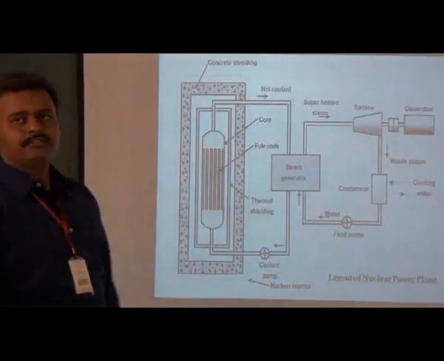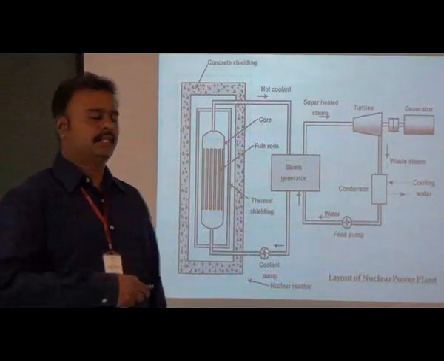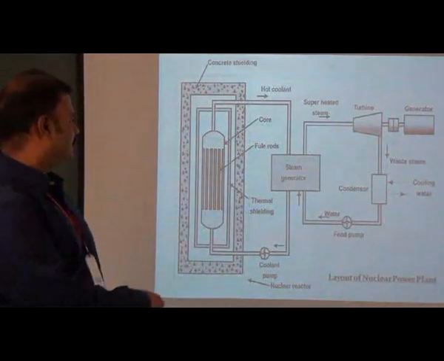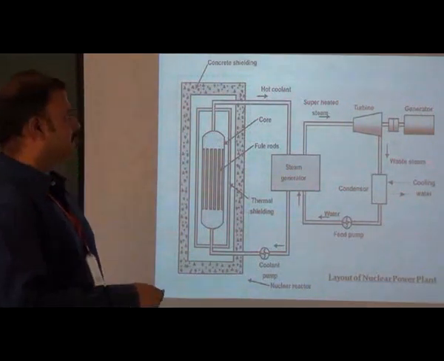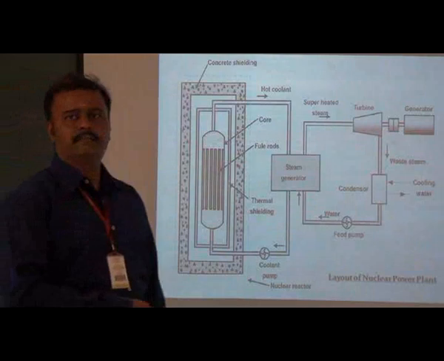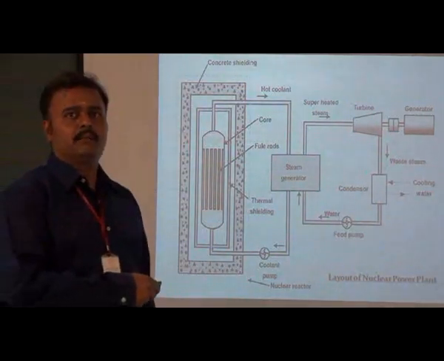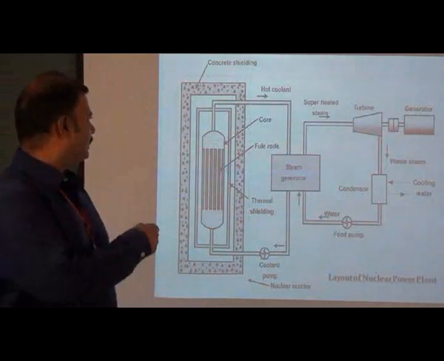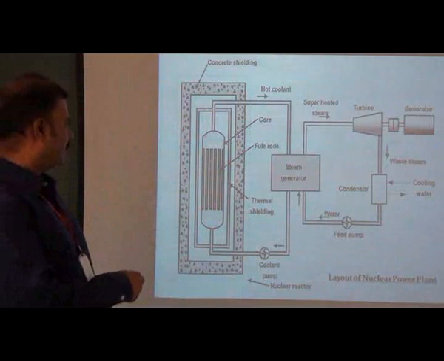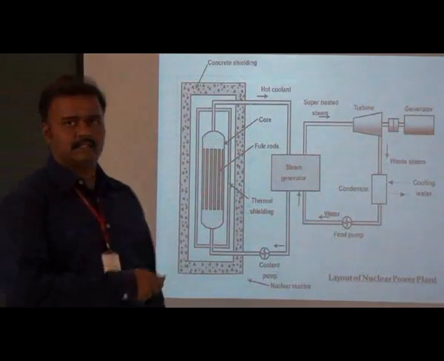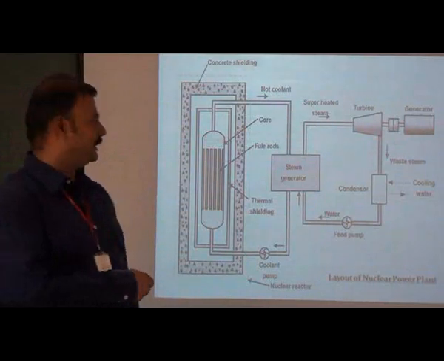So this is the layout of a nuclear power plant. Normally in this nuclear power plant there are two circuits. The first one is the primary circuit and the second one is the secondary circuit. The secondary circuit is nothing but a normal steam turbine power plant. In the primary circuit, the prime component is the nuclear reactor. Here the nuclear fission reaction happens. So 200 million electron volts of energy is available at that point.